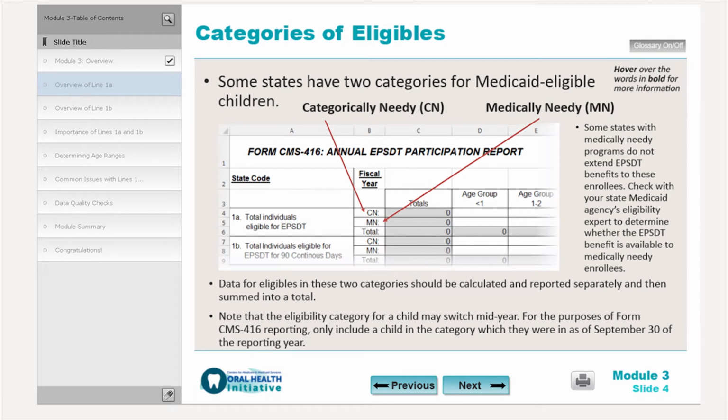It is important to note that the eligibility category for a child may switch in the middle of the federal fiscal year, which is the reporting period. For the purposes of Form CMS-416 reporting, only include a child in the category which they were in as of September 30th of the reporting year.